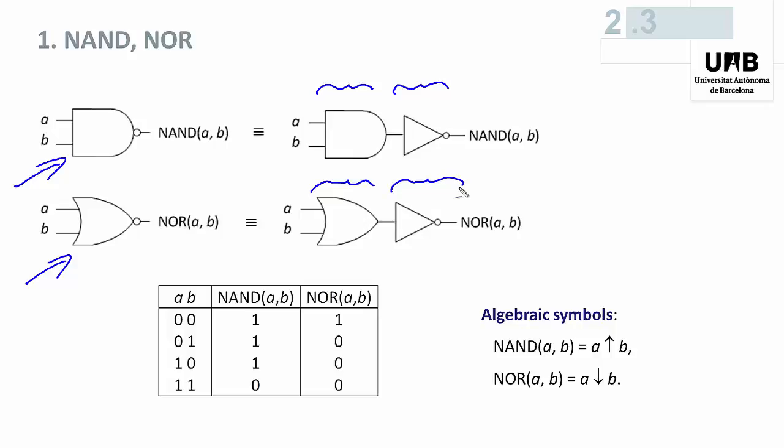Observe the symbols in which a small circle on the gate output stands for the inverter of the equivalent circuit. The corresponding functions are defined by this table, so you can see that NAND A and B is equal to 0 if both inputs are equal to 1, and NOR A and B is equal to 0 if at least one input is equal to 1. Sometimes these algebraic symbols are used.